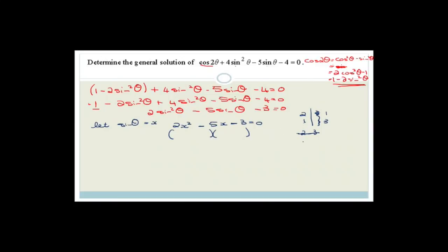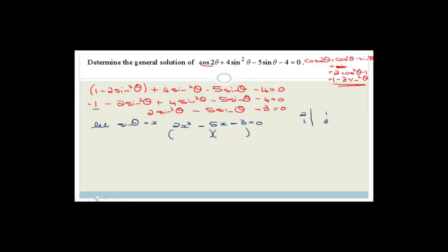2 times 3 is 6 and 1 times 1 is 1. If I went minus 6 plus 1, I get to minus 5 and yay, it works. So therefore, I can say, okay, let's just erase all this, just get out of the way.